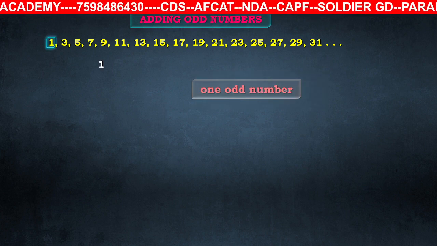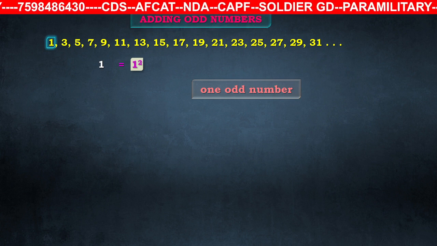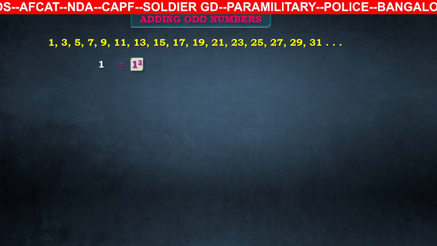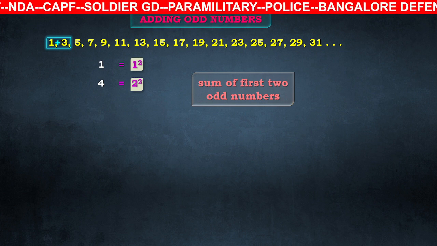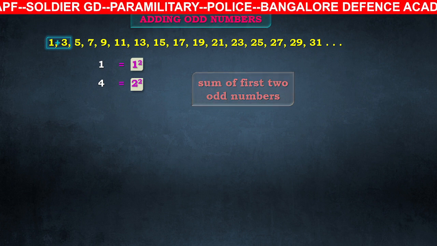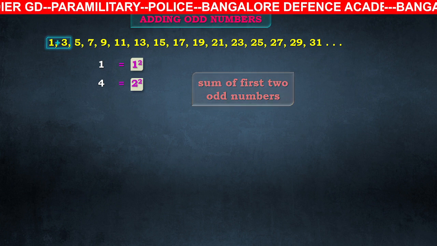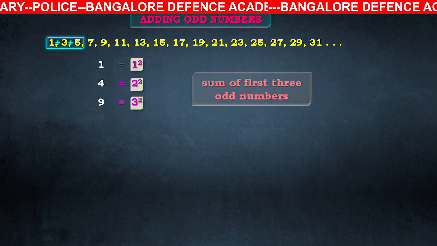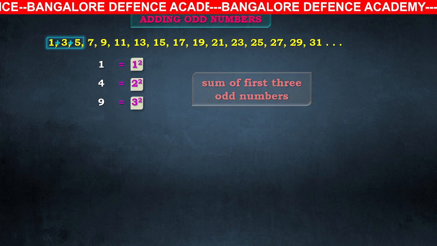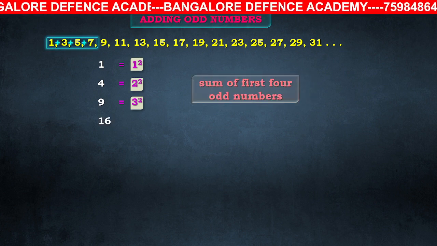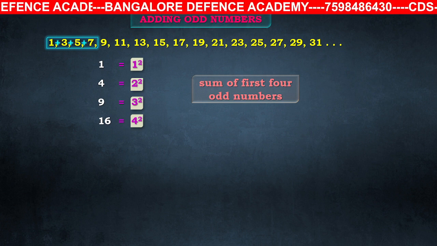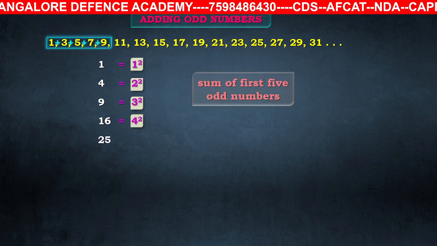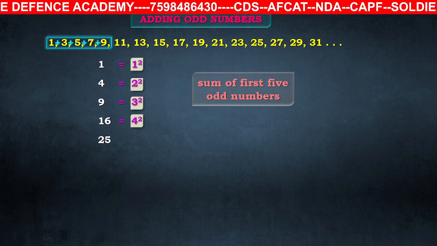This is 1. 1 square gives me 1. And if I take 1 plus 3, look at this now, it gives me 4. 4 is nothing but 2 square. Now if I take 1 plus 3 plus 5, it gives me 9. 9 is nothing but 3 square. If I take 1 plus 3 plus 5 plus 7, it gives me 16. 16 is nothing but 4 square. If I take 1 plus 3 plus 5 plus 7 plus 9, it gives me 25.